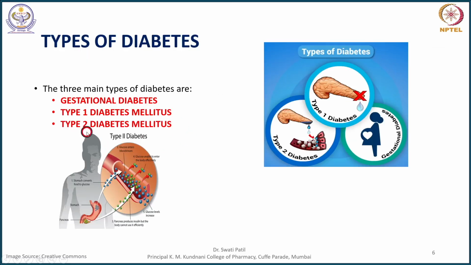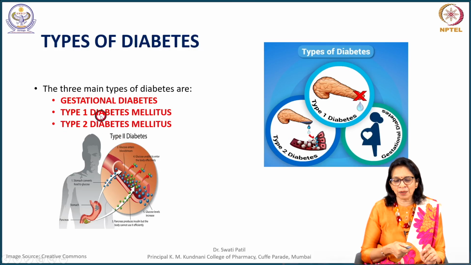Diabetes is classified into different types. The main types are type 1 and type 2, but there is also gestational diabetes, which occurs in pregnant mothers. But the major classes are type 1 and type 2.